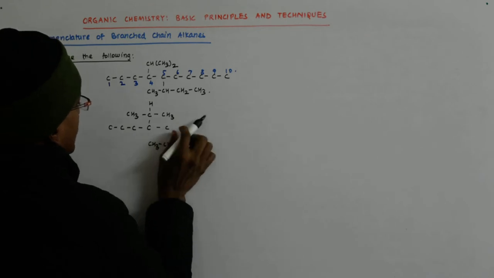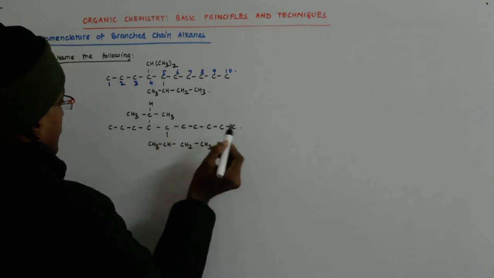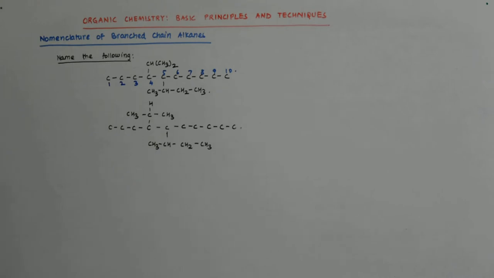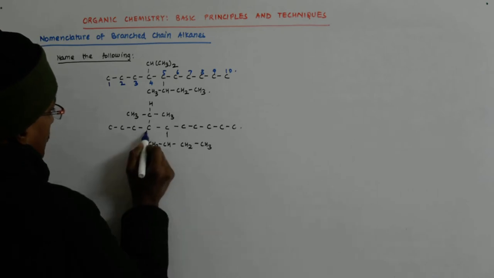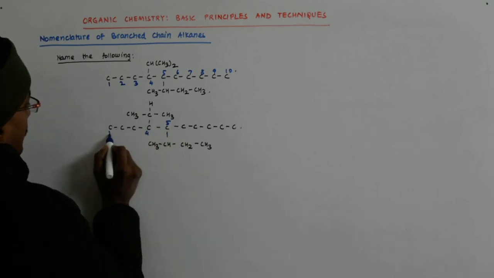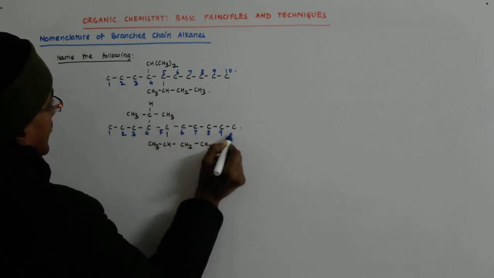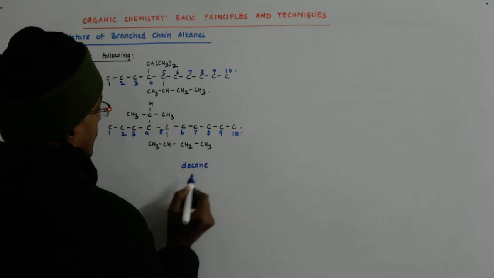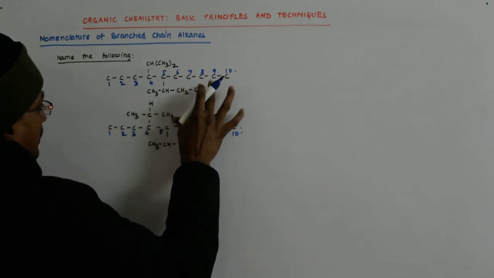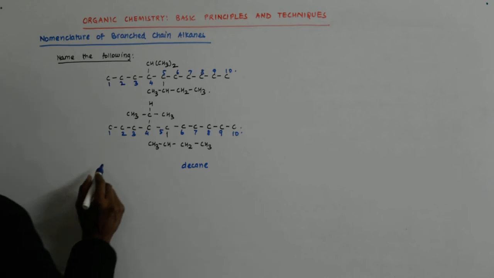Okay? And it is C, C, C, C, C. Now this is named 4. This is 5. And this is 1, 2, 3, 4. Maybe I could have written it here: 7, 8, 9, 10. So it is basically a decane. Okay, it's a decane, and at 4 I have what? Isopropyl.